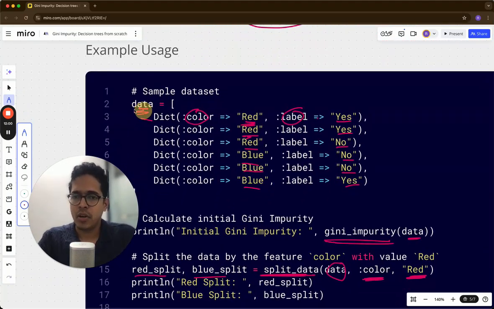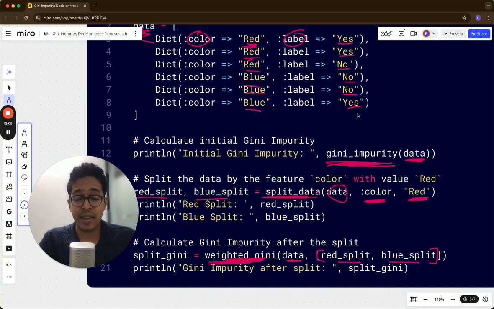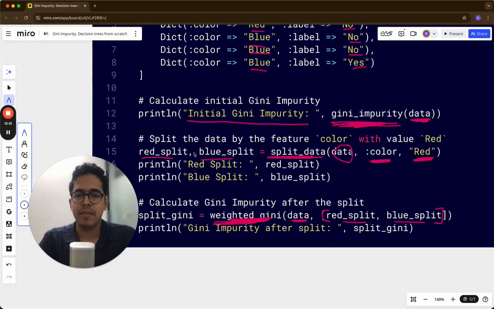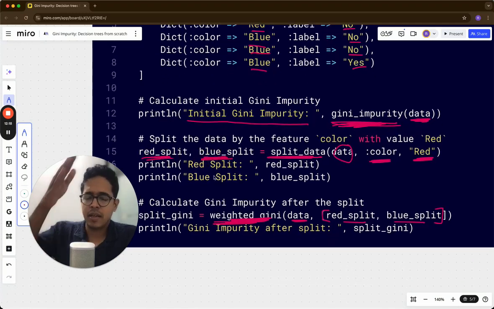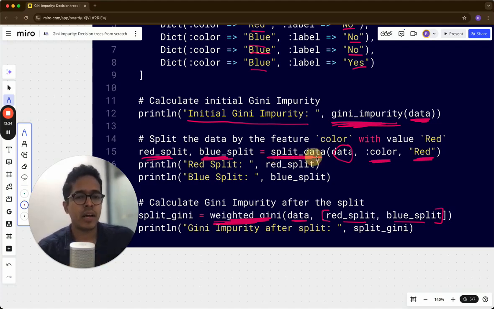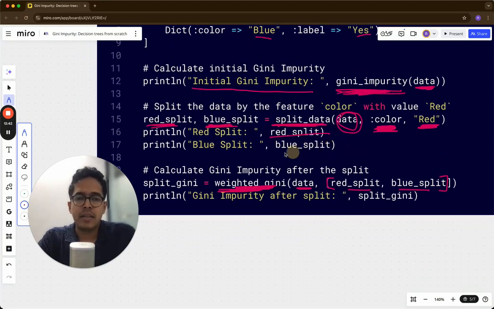Now, example usage. We already discussed the data. After defining the data, we call the Gini impurity function for calculating the Gini impurity of the entire data set at the root node or the parent node. So initial Gini impurity is whatever Gini impurity is there for the initial data set. Then we split. So the red split and blue split is nothing but splitting into the left branch and right branch. So these are the two children nodes. For that, we call the split data function and we pass the original data set, which is the entire dictionary. We pass the feature, which is color, and we pass the threshold value, for which we are using a specific value of the feature, which is red. We could have used blue also, no problem. And then we just print the child 1 and child 2.